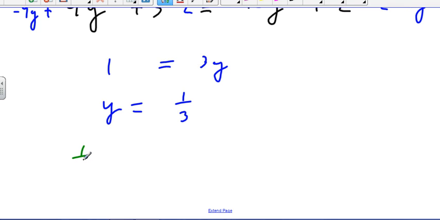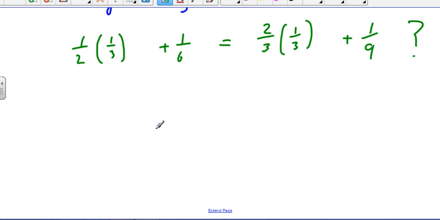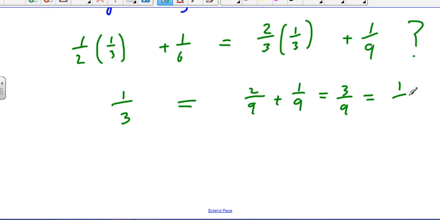Is 1/2 times 1/3 plus 1/6 equals 2. Is that equal to 2/3 times 1/3 plus 1/9? So that's the question. All right, so I got 1/3 on this side. 1/6 plus 1/6 is 1/3. And on this side I have 2/9 plus 1/9, which is 3/9, which is 1/3. Check. So I checked my work.